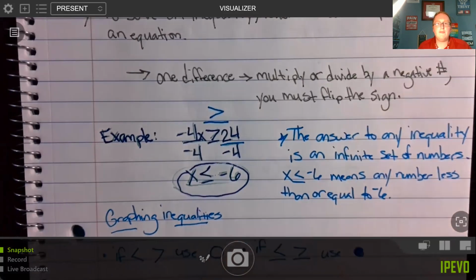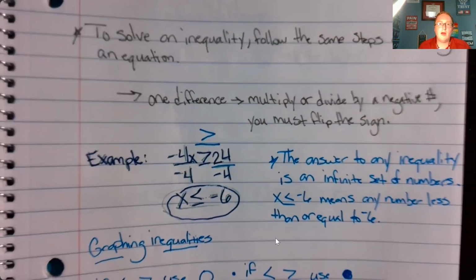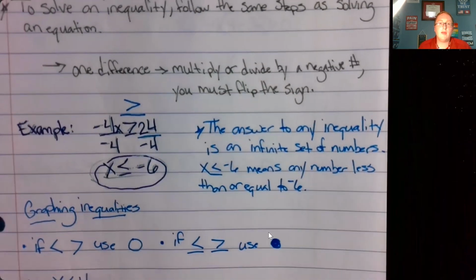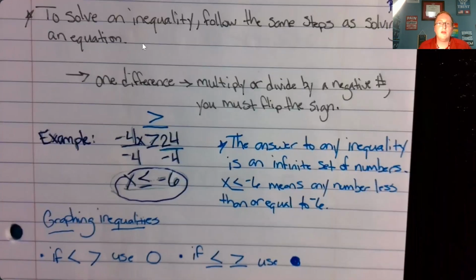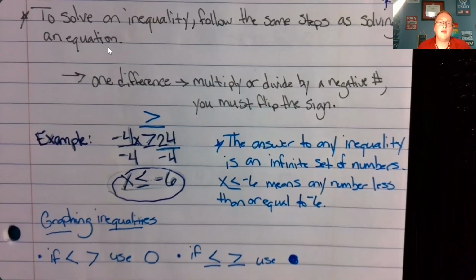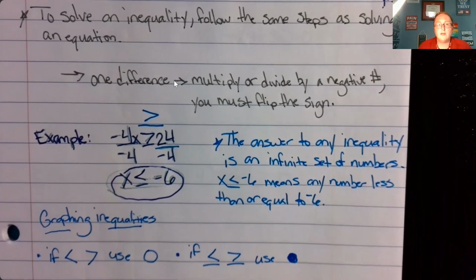We're not going to worry about graphing inequalities today, because I want us to first know what an inequality is and work on solving it, and then we'll work on graphing it next week. To solve an inequality, follow the same steps as solving an equation. I'll post this today as well. There's one key difference: when you multiply or divide by a negative number, on both sides, you must flip the sign. And what that means is this inequality sign.